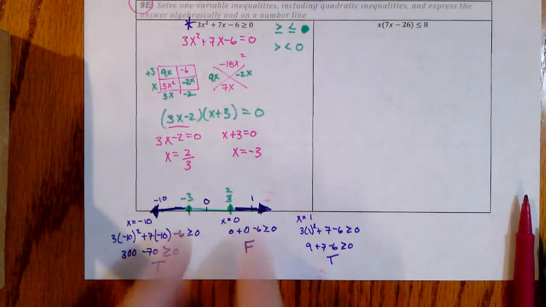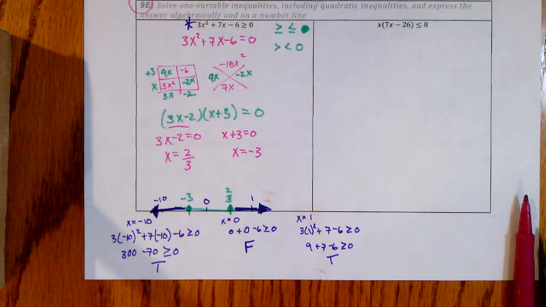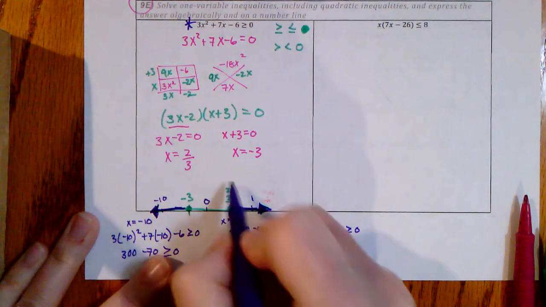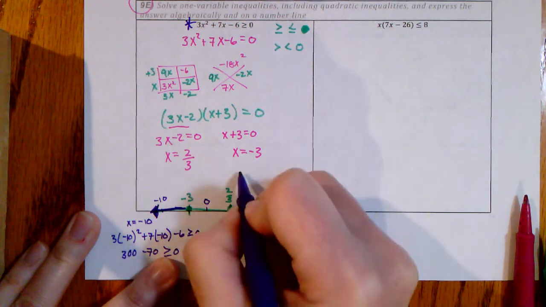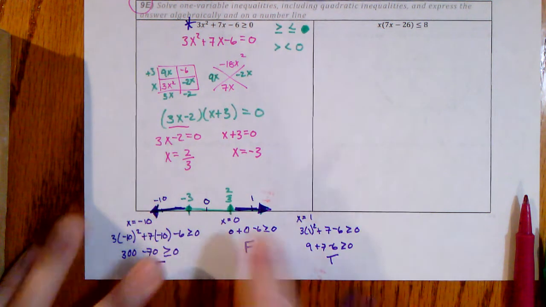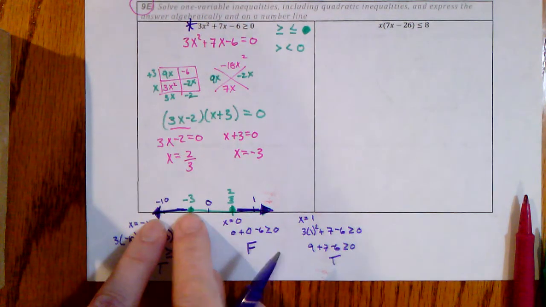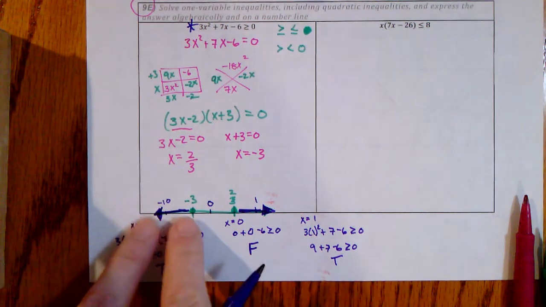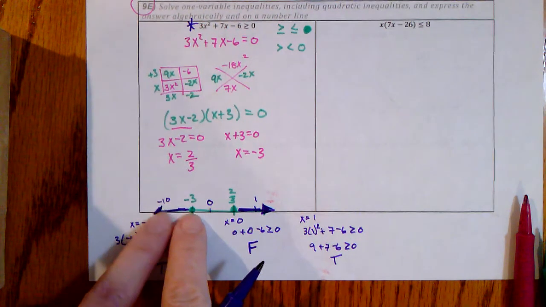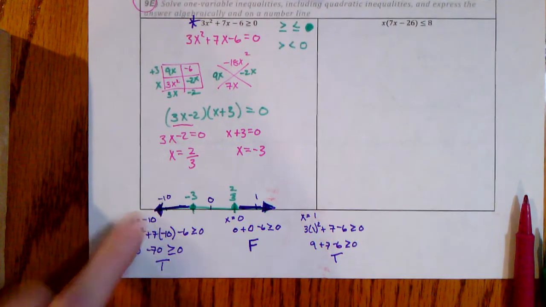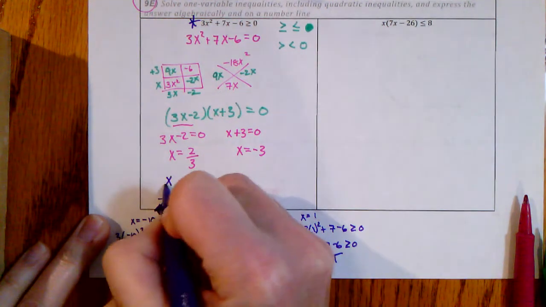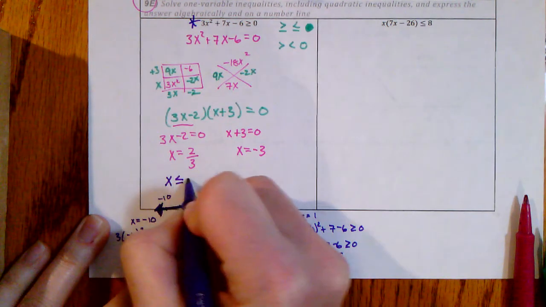So now I've got it on a number line, I also need to express this answer algebraically, right? So in order to do that, I need to write two inequalities, one that represents this and then one that represents this. So let's just look at this. All of the x's will be less than or equal to negative 3. So the x's are less than or equal to negative 3.